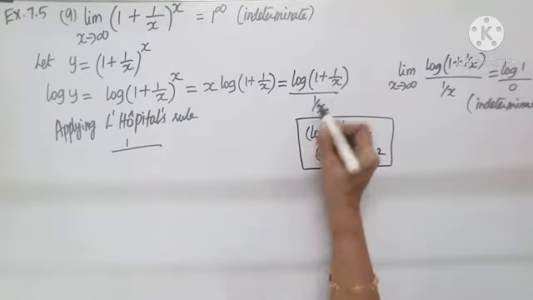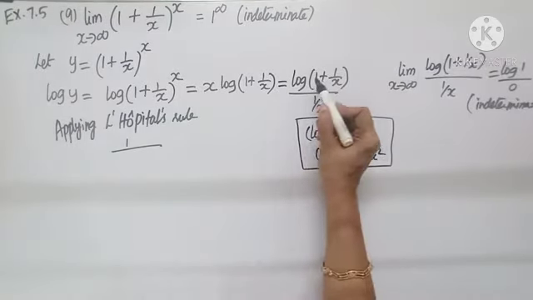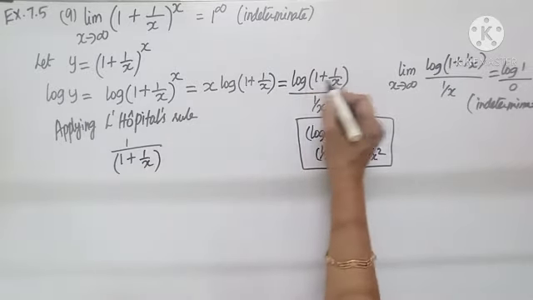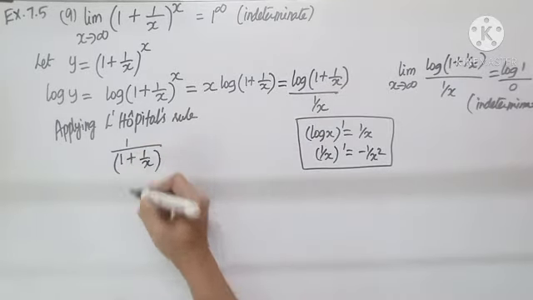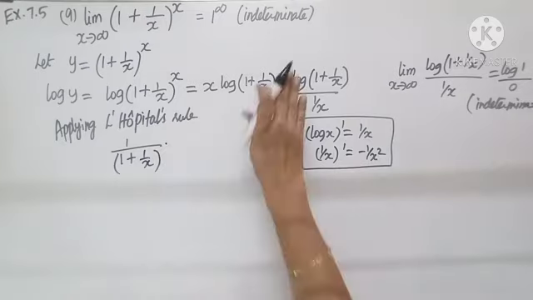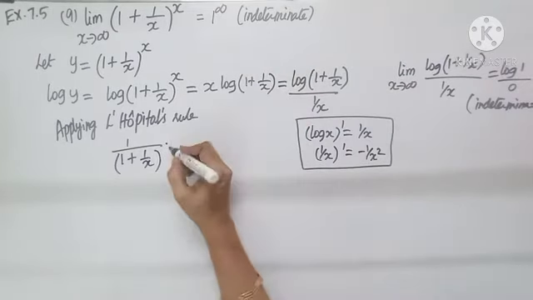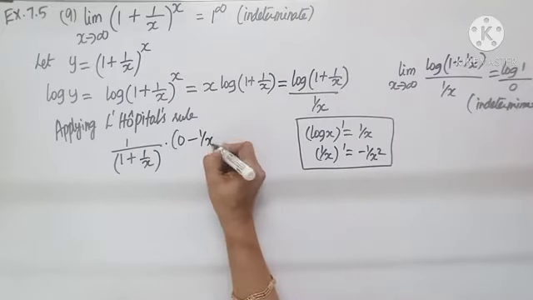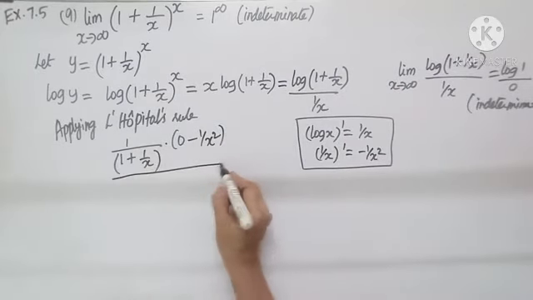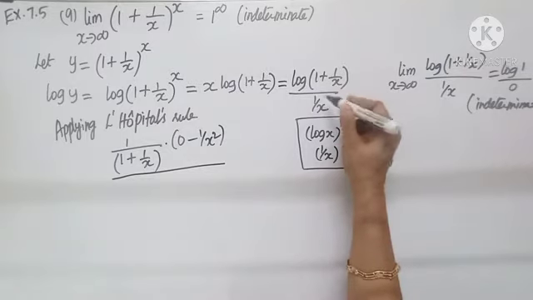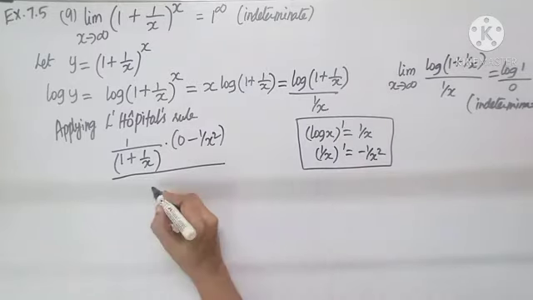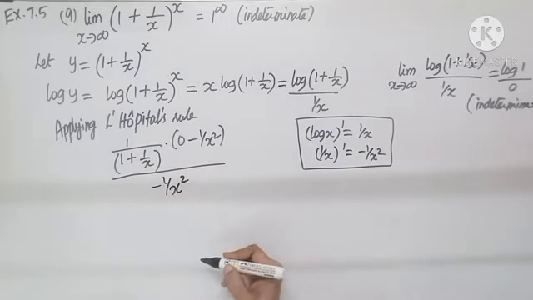Applying these formulas here, log (1 plus 1 by x) becomes 1 by (1 plus 1 by x). Whatever is in log will come as 1 by it, into the derivative of what is inside. 1 will become 0. 1 by x will become minus 1 by x squared. In the denominator also there is 1 by x. This 1 by x when I differentiate, again minus 1 by x squared.